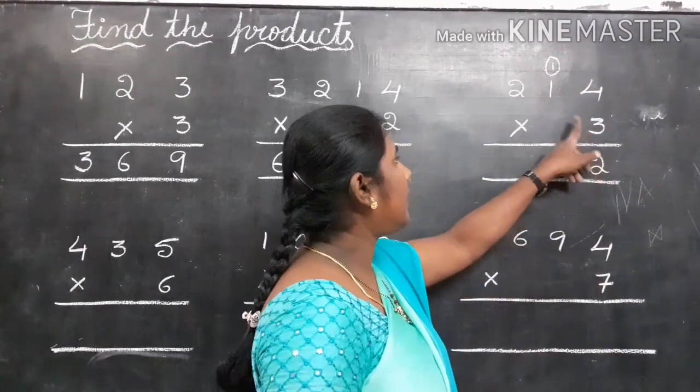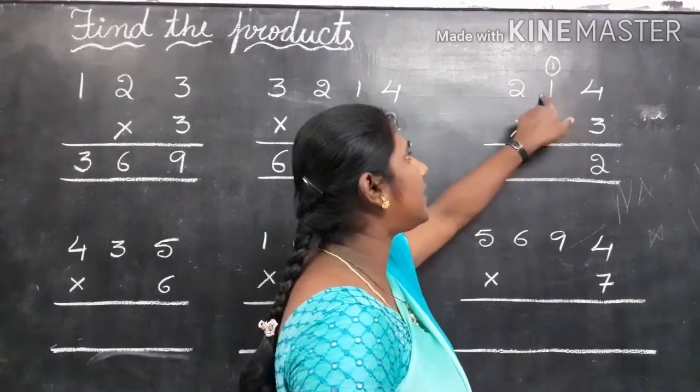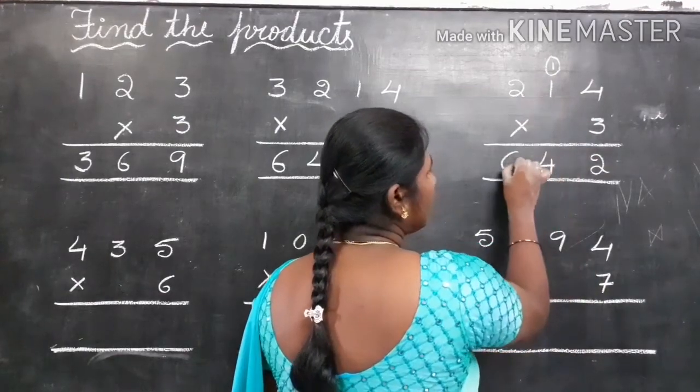Okay. Next. 3 1s are 3. Now add this 1 to that number. 3 1s are 3, 3 plus 1 is 4. 3 2s are 6.